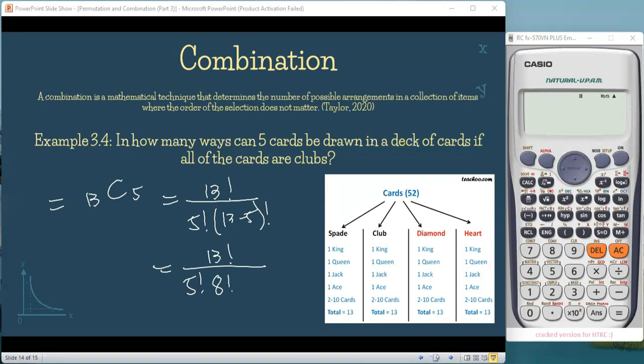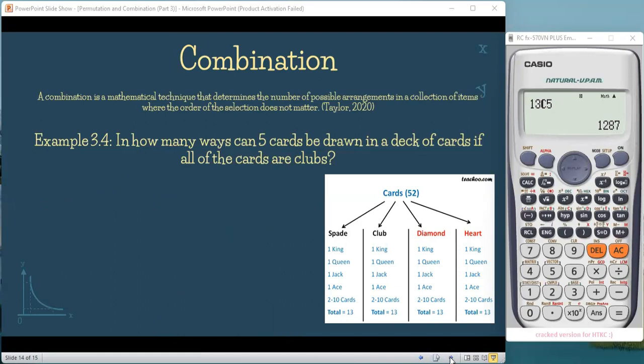So let's use our calculator. So that is 13 factorial divided by 5 factorial times 8 factorial. So that will give us 1,287. So that is our answer, 1,287. So let's try to calculate using our calculator the combination of 13 taken 5 at a time, which is still 1,287.